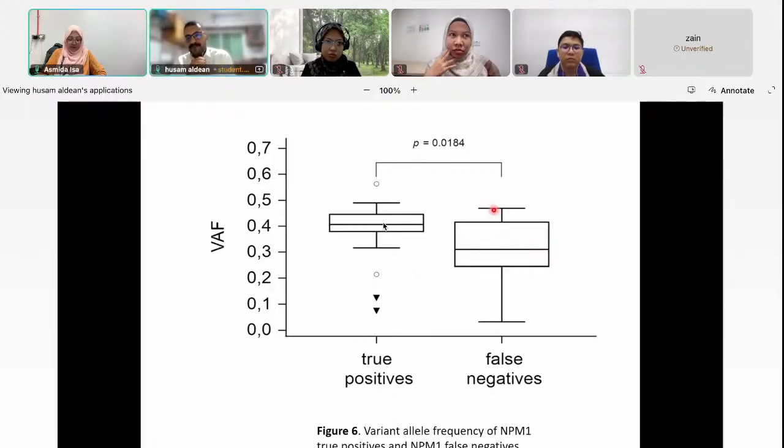So it is still a good performance for the model. The others here illustrate why the model misclassified these cells, because of the low variant allele frequency. Understood. That's very clear.